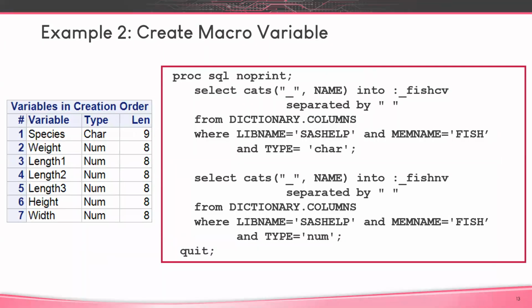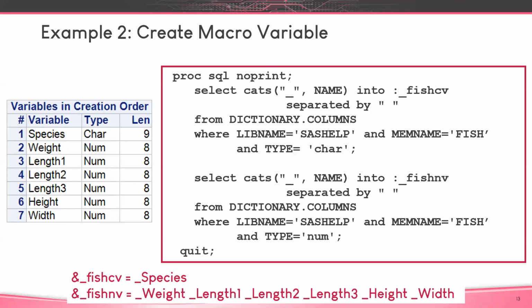So I used the SAS help fish data set as my example. I created two macro variables. One contains all the characters and one contains all of the numerics. The same approach can be done for the entire data library structure so that you can loop through all the data sets within the library. So this is what I ended up with.